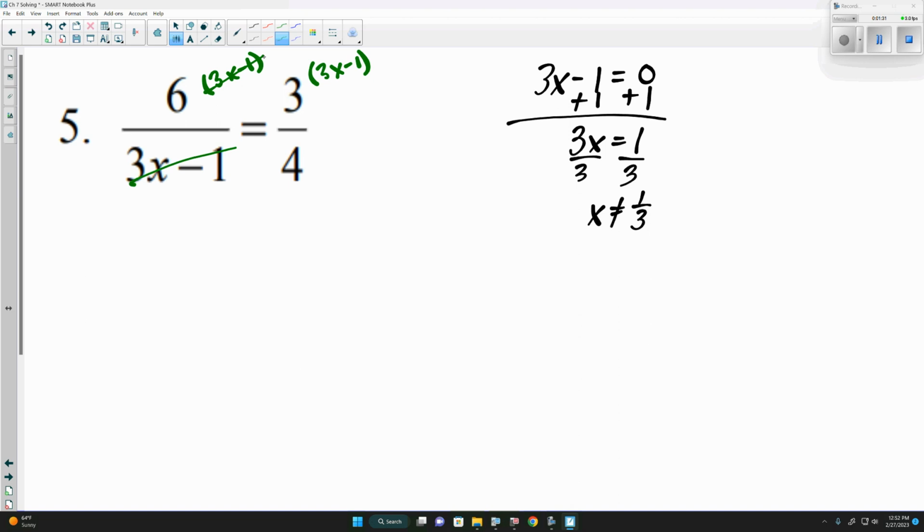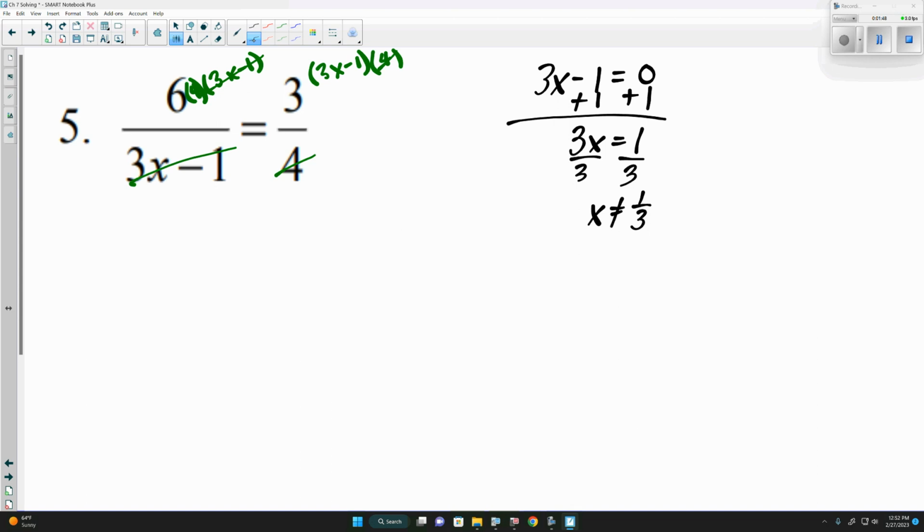Are all the denominators simplified? No, we also need to multiply both sides by what? 4. Because here the 4 and 4 will cancel. Now all the denominators have been simplified, and we can put what we have left.